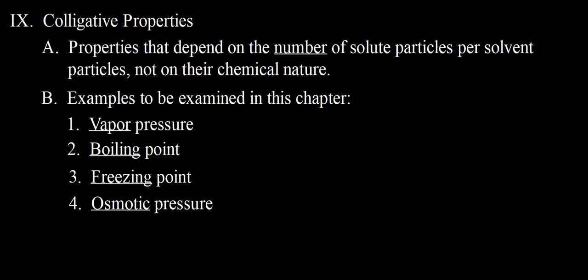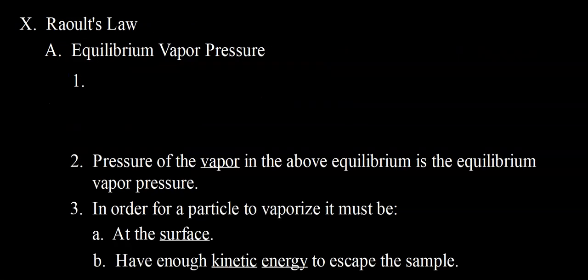All right, today we're going to discuss colligative properties. Colligative properties are properties that depend on the number of solute particles per solvent particles, not on the chemical nature. So things that we're going to be investigating are changes in vapor pressure, changes in boiling point, changes in freezing point, and changes in osmotic pressure. So dissolving a solute is going to affect these properties of a solution.